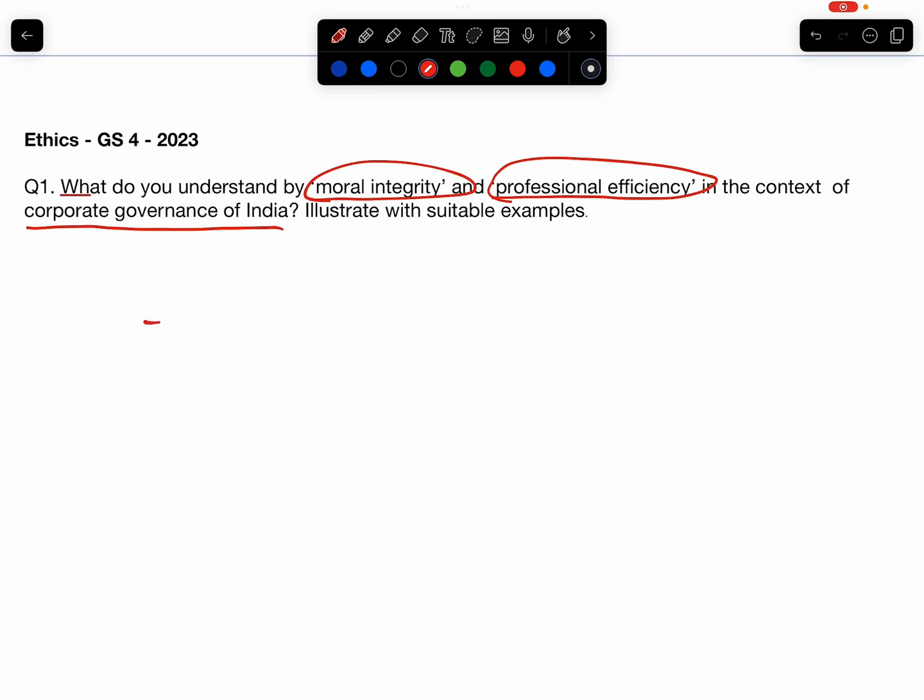First, the idea of moral integrity can be connected to the concept of Satya, which Gandhi heavily emphasized. That is, truthfulness in business. Take the example of the Satyam scandal. It was a case of the promoters not being truthful to the stakeholders. So, Satya as a concept can be used.